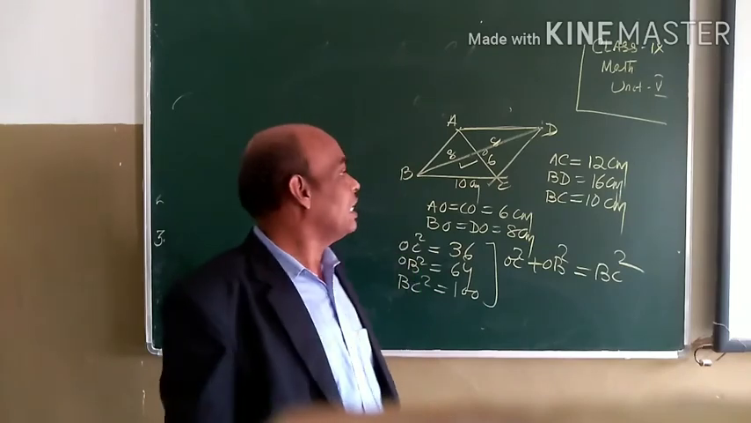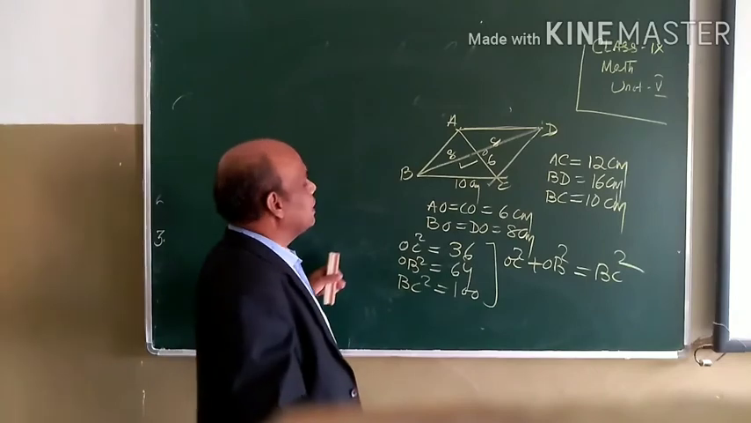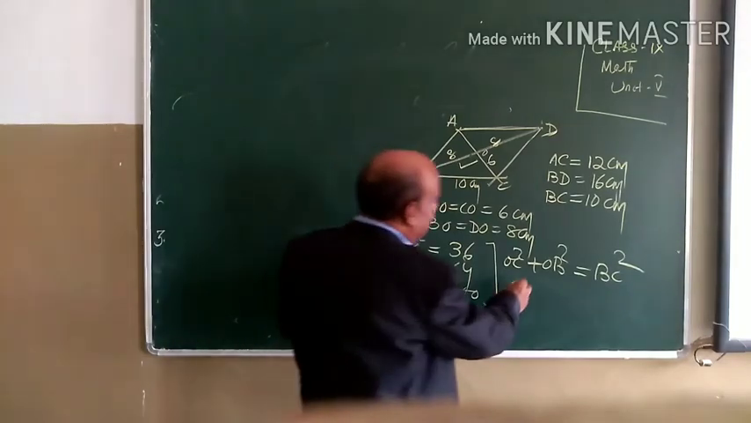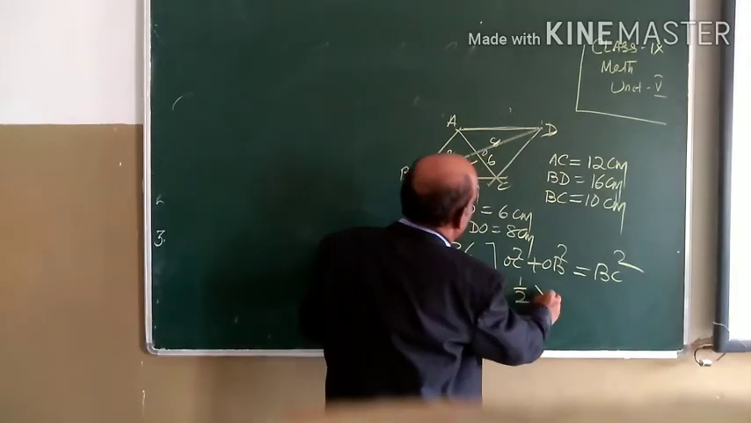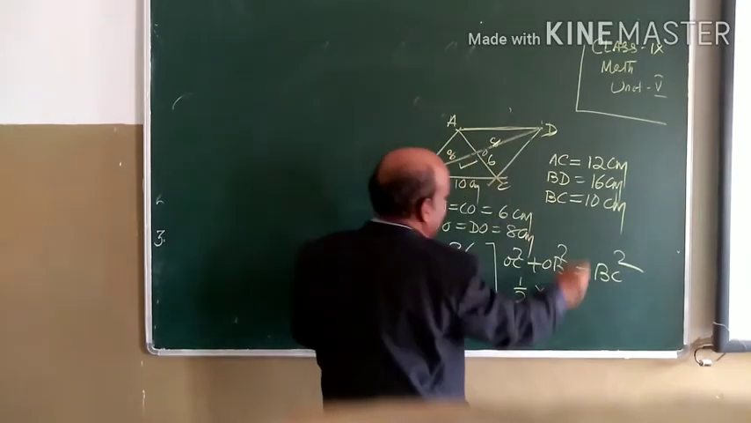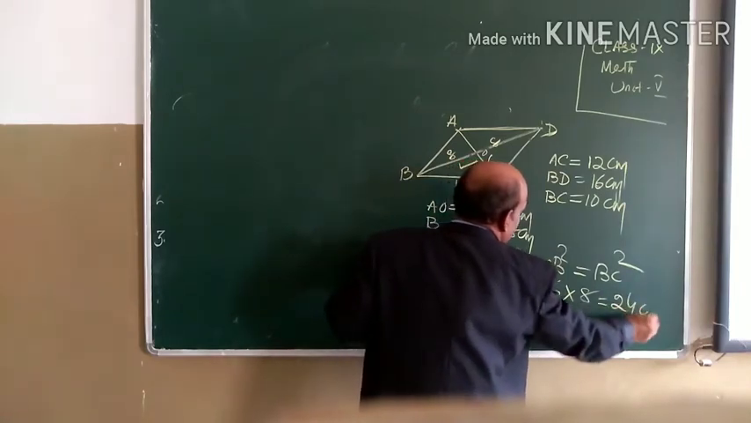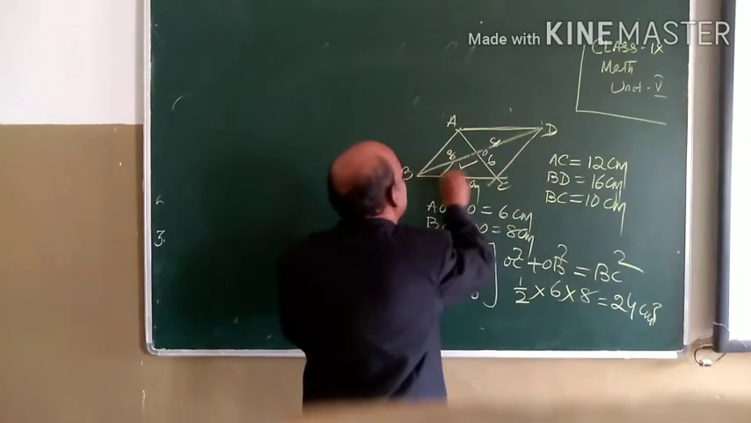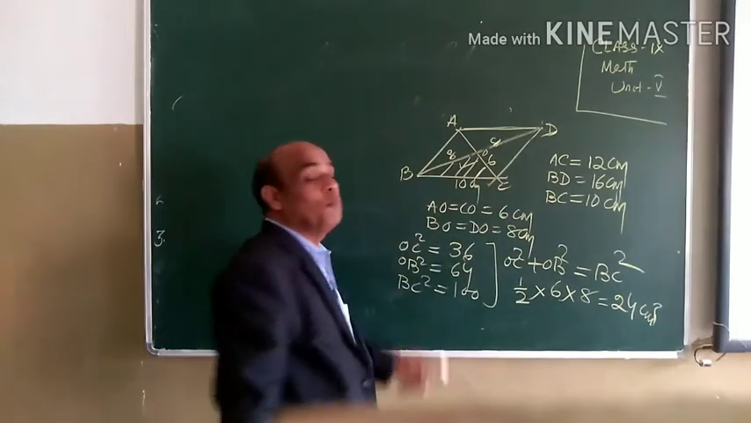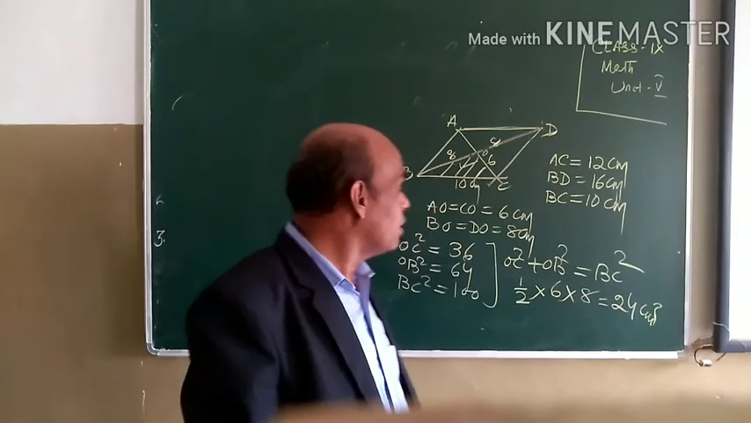If OBC is a right angle triangle, so what will be the area? So we can say area of the right angle triangle is half into base into height. Base means take 6, height you take 8. So you got 24 centimeter square. That is the area of OBC.